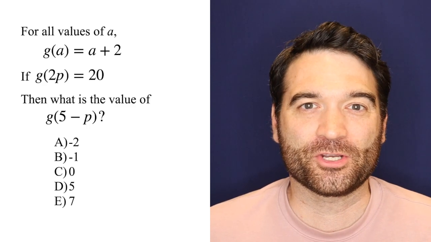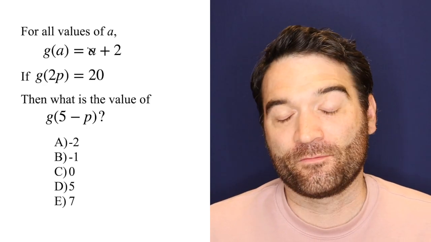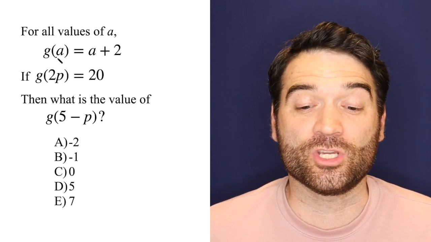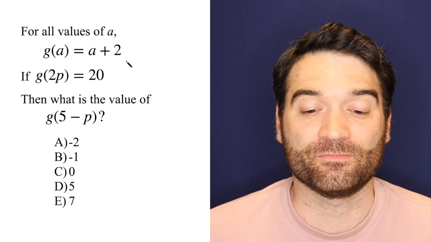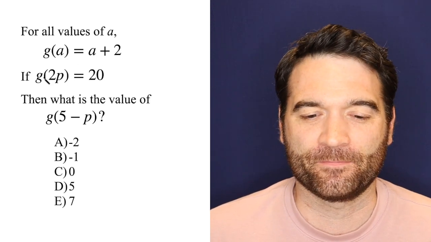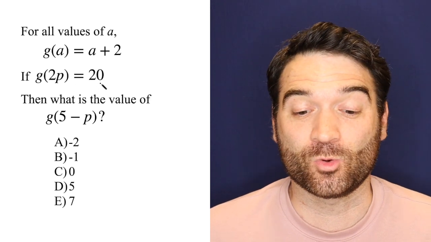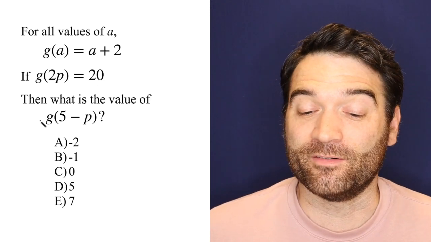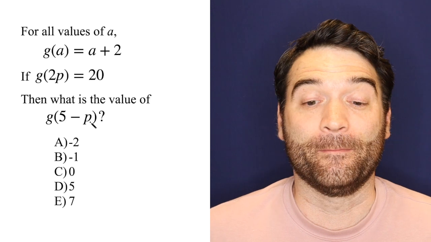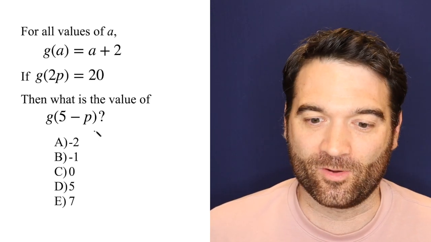Here's a GRE function question. Let's take a look. For all values of a, g of a is equal to a plus 2. So that's our kind of base function here. Then it says if g of 2p equals 20, then what is the value of g of 5 minus p? Woo, a lot going on here.